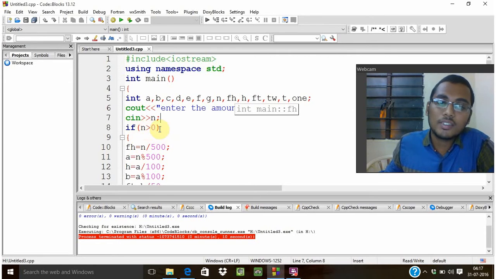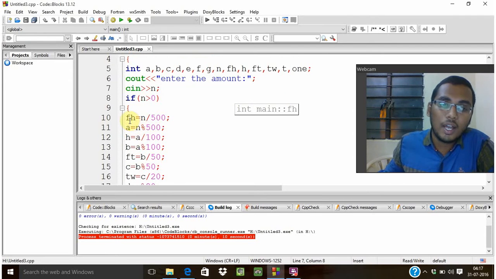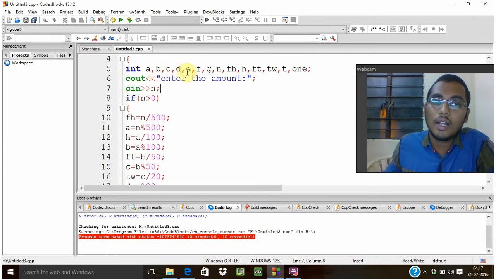Now if n is greater than 0, that is the given amount n is greater than 0, then we can calculate the number of 500 rupee notes as follows, that is FH, the 500 rupee notes, equals n by 500. Here I use the arithmetic operators such as division and modulo division. Only division and modulo division are the arithmetic operators used here, and equals to is an assignment operator, whereas comma and every other comma, semicolon are the operators. Without these operators we cannot execute the program.